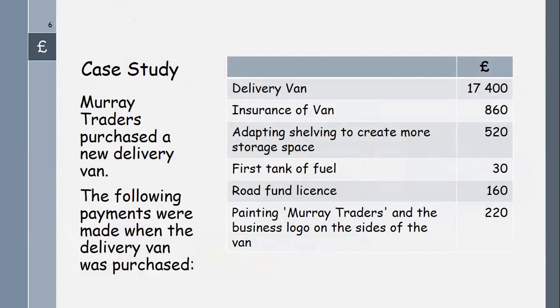Murray Traders purchased a new delivery van, and there are all the different costs. We've got the cost of the delivery van, the insurance of the van, adapting the shelving to create more storage space, the first tank of fuel, the road fund license, and painting Murray Traders and the business logo on the sides of the van. So have a think, which of those would be revenue, so short term, and which would be capital expenditure, so actually part of the non-current asset?